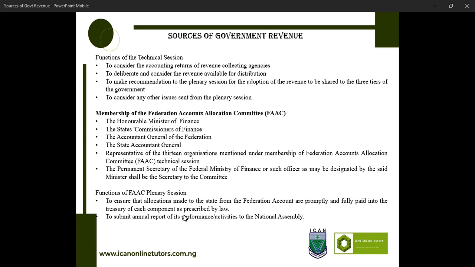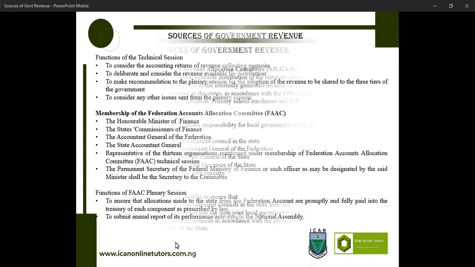Now, these are the members of the plenary committee. What are the functions of the plenary committee? To ensure that allocation made to the states from the Federation accounts are promptly and fully paid into the treasury of each component as it is being prescribed by law. So they are the ones to ensure that all the revenue that is shared from the Federation accounts to the state government is promptly paid fully into the treasury of each component of the state as it has been prescribed by the law, and to submit annual reports of its performance or activities to the National Assembly.